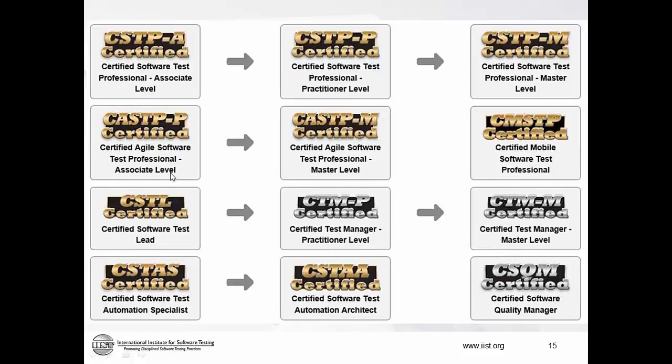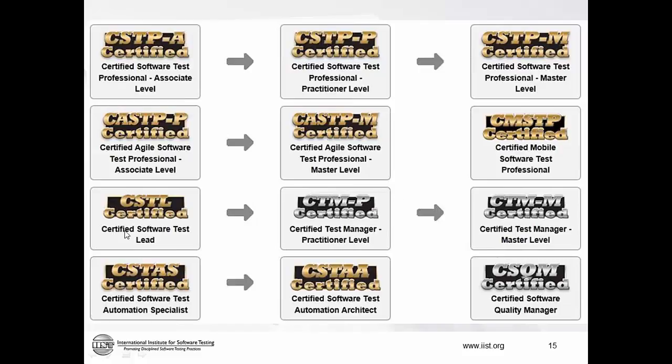I'm sorry, this is wrong right here. Forgive me, typo. It's supposed to be practitioner level and master level. My gosh, don't know how we did that. So we don't have an associate level in the Agile certification. The associate level is only in the general testing certification here, Certified Software Tester Professional Associate level. This is supposed to be practitioner level and master level. Now, the mobile testing certification is only 1 level, Certified Mobile Software Test Professional.